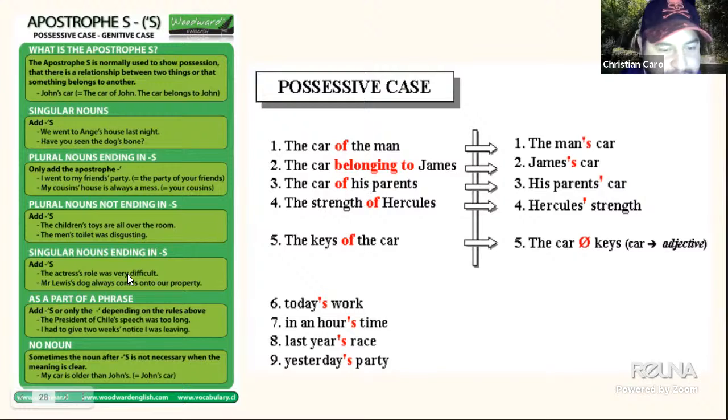So I would say that in this case, in the test hay que aplicar la regla. Claro, puede hablar como quiera en la vida cotidiana, pero en la prueba hay que usar la regla. Esto es lo que más, ¿ya? Plural nouns not ending in S. Está fácil: children's toys, men's toilet. Del resto como ya cosa que ustedes saben. Friends' party. Remember that plural nouns ending in S, they only take an apostrophe. ¿Cierto?